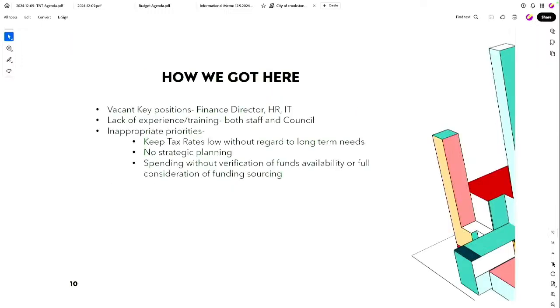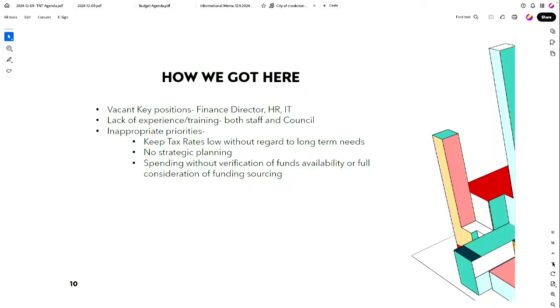Again, the city has had vacant key positions. We've had our finance director, HR coordinator, we've had an interim IT, we've recently filled all of those. We have a lack of experience and training. We've lost a lot of institutional knowledge because probably 50% of our department heads have been with the city for less than 2 years. We have a very talented group of people. We have a very skilled group of people, but it's that institutional knowledge.